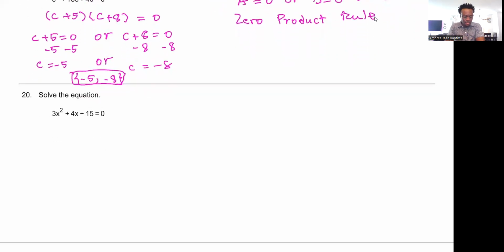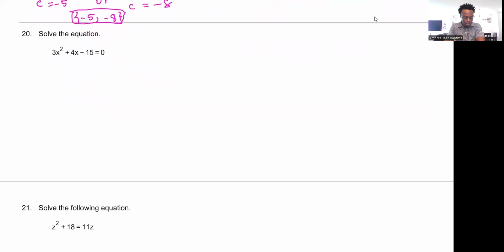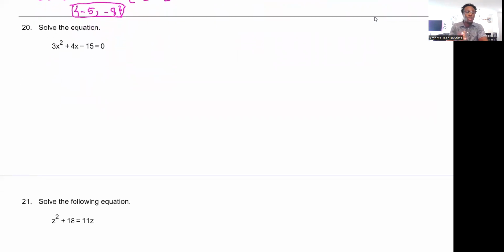And in the next example here, number 20, we can multiply, because the coefficient of the squared term is not 1. So we want to multiply, and that is going to be -45. We need two factors of -45 that sum to 4. So it's going to be 9 and -5.